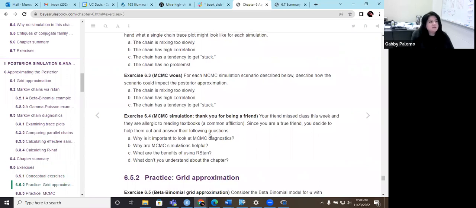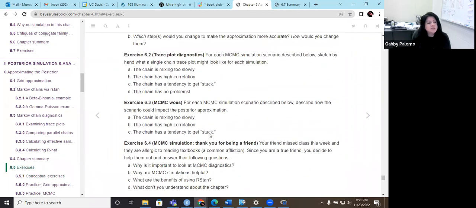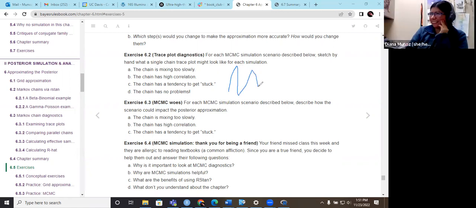So if we go to the exercises and we look at 6.2, trace plot diagnostics. For each MCMC simulation scenario described below, sketch by hand what a single chain trace plot might look like for each simulation. Okay, I think maybe we can attempt to do this one. The chain has no problems. It's going to look like a caterpillar. So that one's easy. The chain has a tendency to get stuck. I think that's the one where it was like a caterpillar at first and then a straight line. If a chain is mixing too slowly, would that be the one that's like... Those are the two that I don't know.